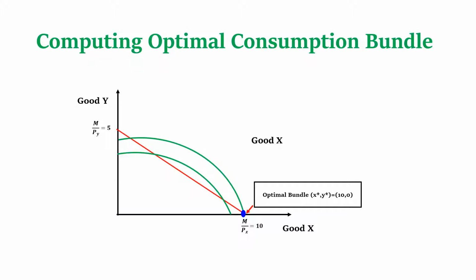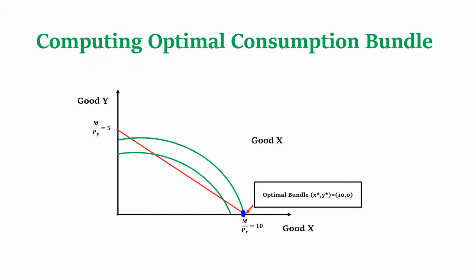Now, if we do that, we have the utility function here, which is the max function. You see, it is clearly non-convex. Now, on the horizontal axis, we have m over px here, which is 10, right? And then we have m over py here, which is 5. This blue point here is the optimal bundle. Now, the price of good X is $1. The price of good Y is $2.